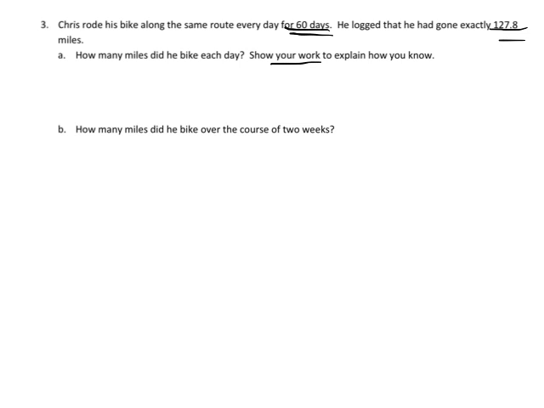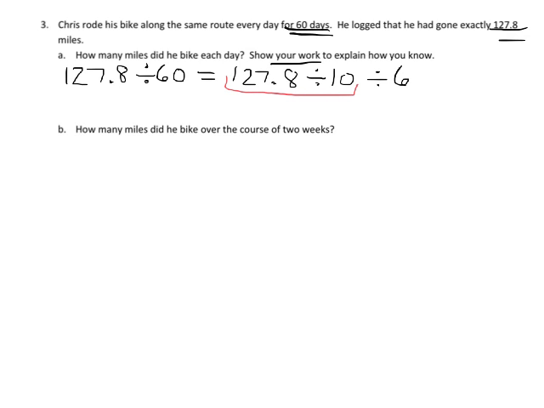And let's see. I'm going to see if I can do it up here. So we got 127.8, and we are going to divide by 60, which means we're going to rewrite that as 127.8 divided by 10 divided by 6. All right, in doing that, this first part, we know that the answer is 12.78 because that decimal moves over one place to the left. And now 12.78 divided by 6.